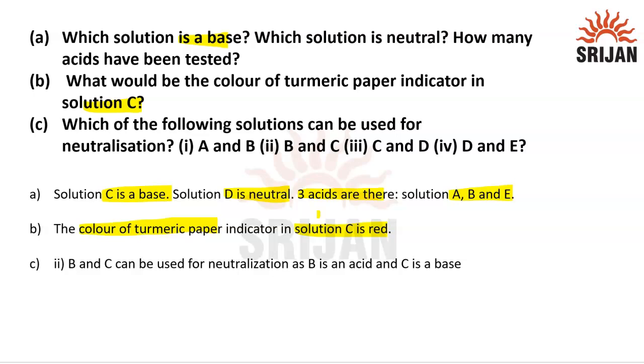Which of the following solutions can be used for neutralization? A and B, B and C, C and D, and D and E. We know that for neutralization we can only use acids and base. So one has to be an acid and one has to be a base. So A and B, we know both are acids. B and C, yes, B and C can be used for neutralization as B is an acid and C is a base. C and D cannot be used because D is basically neutral, which is a salt, and C is a base. Then D and E, again, D is a salt and E is acidic.